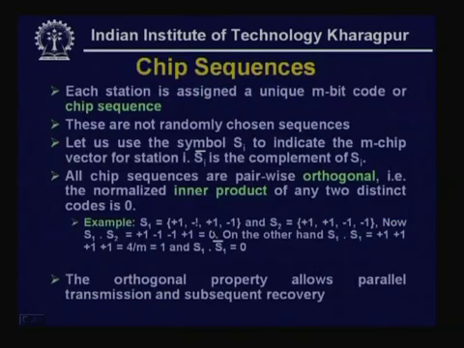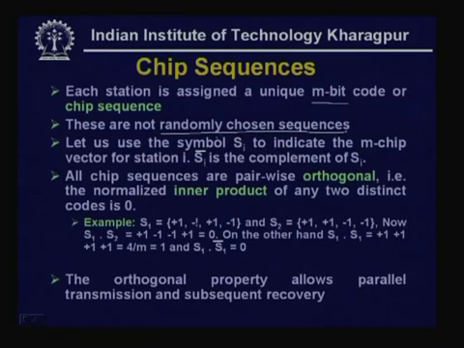Now let us discuss more about the chip sequences. As I mentioned, each station is assigned a unique m-bit code or chip sequence. Obviously, these are not randomly chosen sequences. You don't generate them in an arbitrary manner. If you generate them arbitrarily, then the property of orthogonality will not be satisfied. So you have to satisfy the orthogonal property. I shall explain what it means.